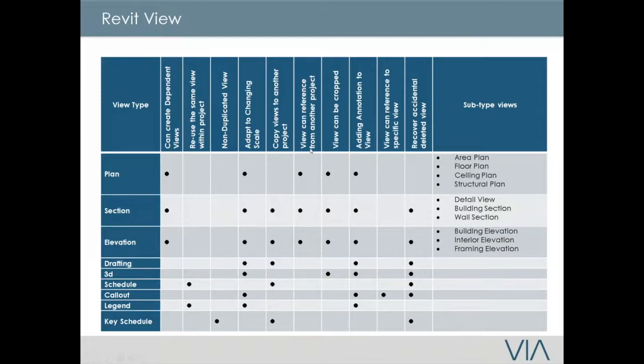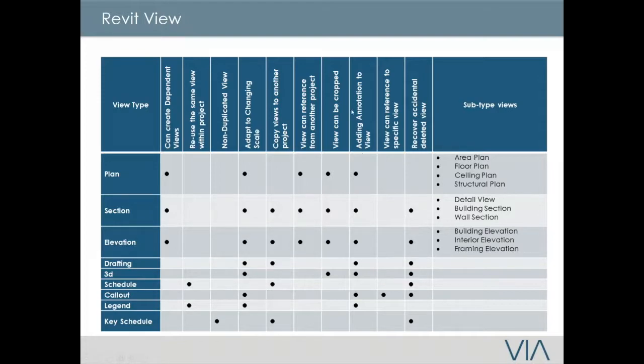Next one is that a view can be referenced from another project. Let's say, for example, you have a view from another project and you want to make it show up in your current project. Only three can make it show up. The plan is probably the most obvious. But with section and elevation, you have to duplicate the tags. So you have to recreate the section. Let's say in another project you have a section; you have to recreate the same thing inside the current model. So it's going to be double work for a lot of users.